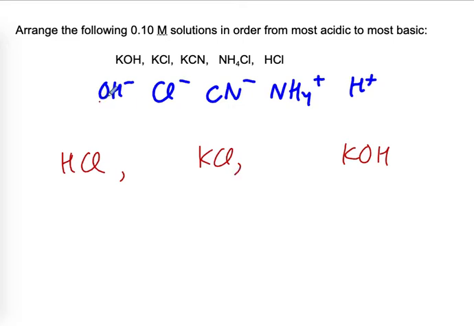Let's see, we've taken care of this one, and this one. So that simply leaves ammonium and cyanide. Ammonium, the conjugate acid of a weak base, will be a stronger acid than water, but not as strong as hydrochloric acid. So ammonium comes next. And then finally, cyanide, the conjugate base of the weak acid hydrocyanic acid, is going to be basic, more basic than water, but not as basic as a strong base. So potassium cyanide comes next.